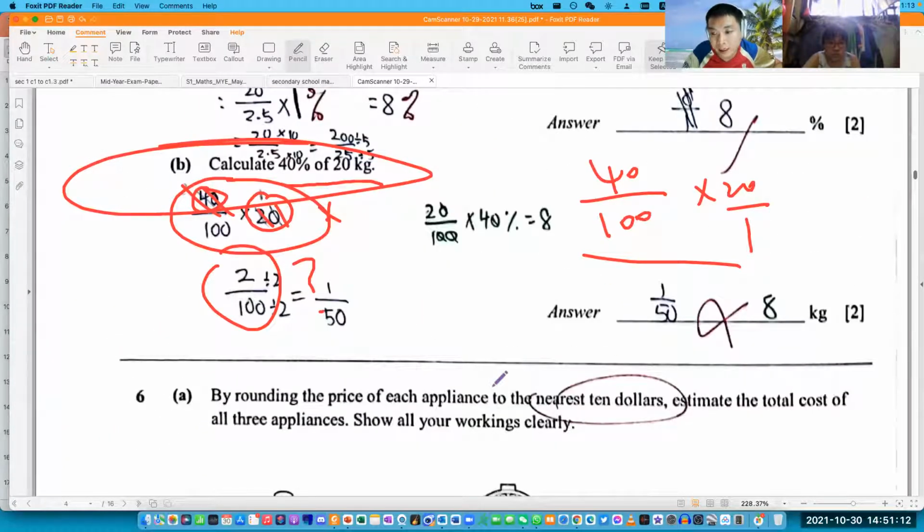But when can you cancel? When can you cancel? Simplify. Pardon? When you're simplifying. When can you simplify then? When you get the answer. Yeah, not at the beginning.